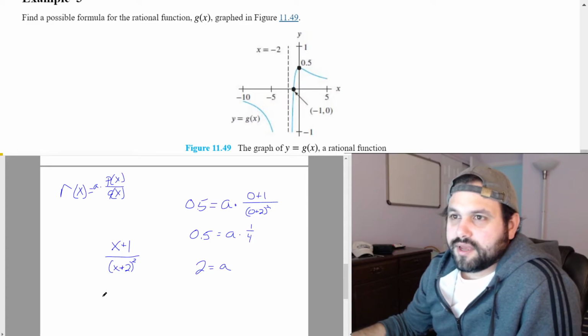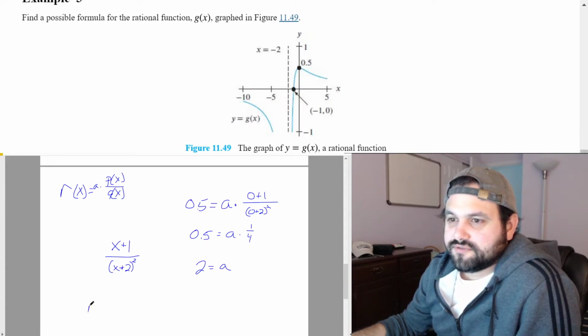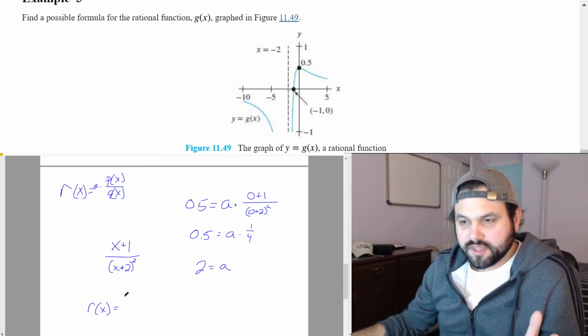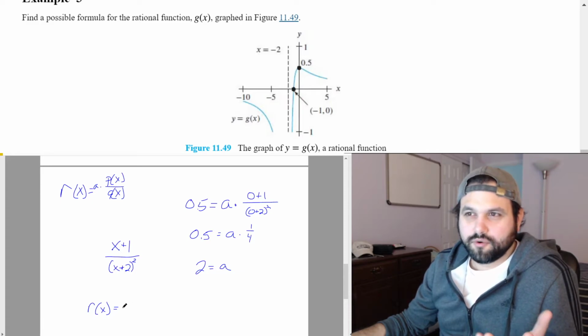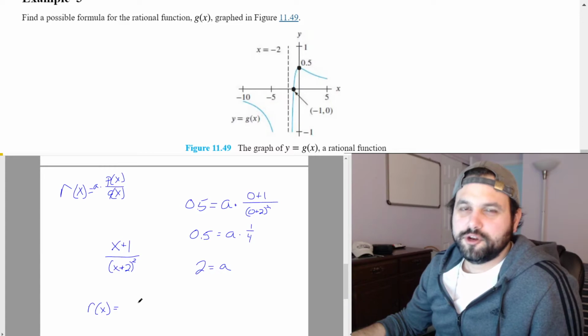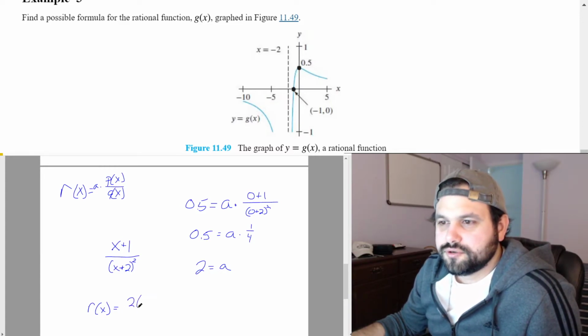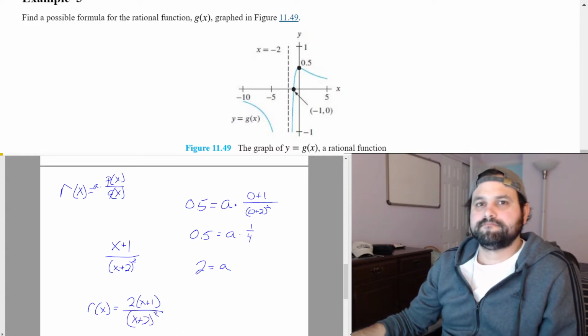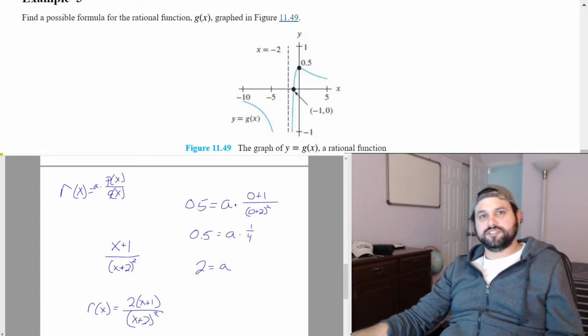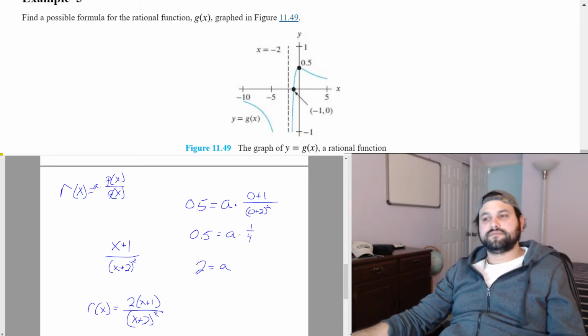And so now we have the rational function, and here with this a value, you can either leave it out front, or to make it look like a true rational function, put it in the numerator. So 2 times x plus 1 over x plus 2 squared. And that's how we create rational functions based off of the features of the graph.